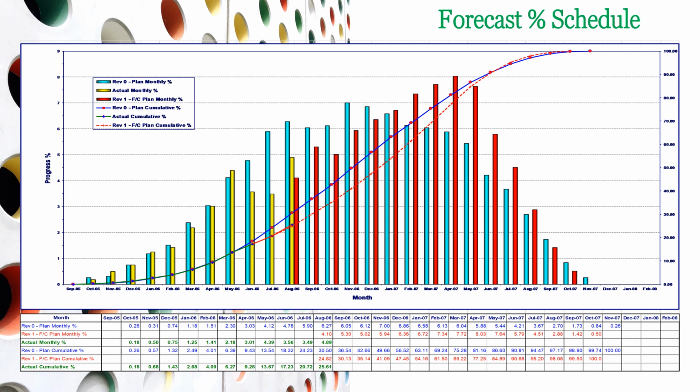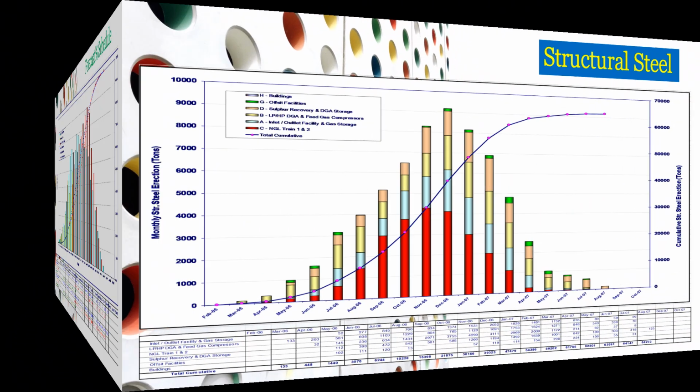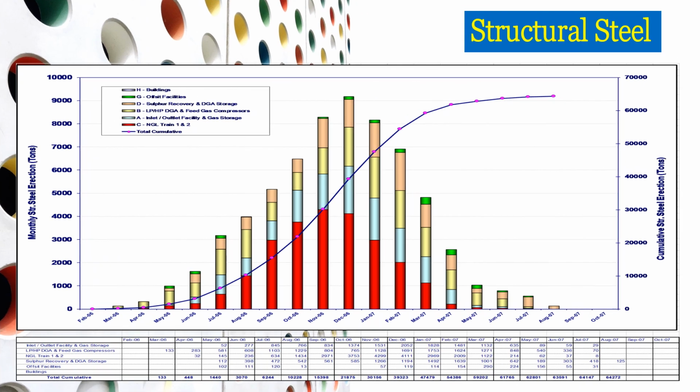Forecast scheduling is the practice of periodically updating your project schedule in order to keep your project and dates current. Forecast dates for the arrival of structural steel.